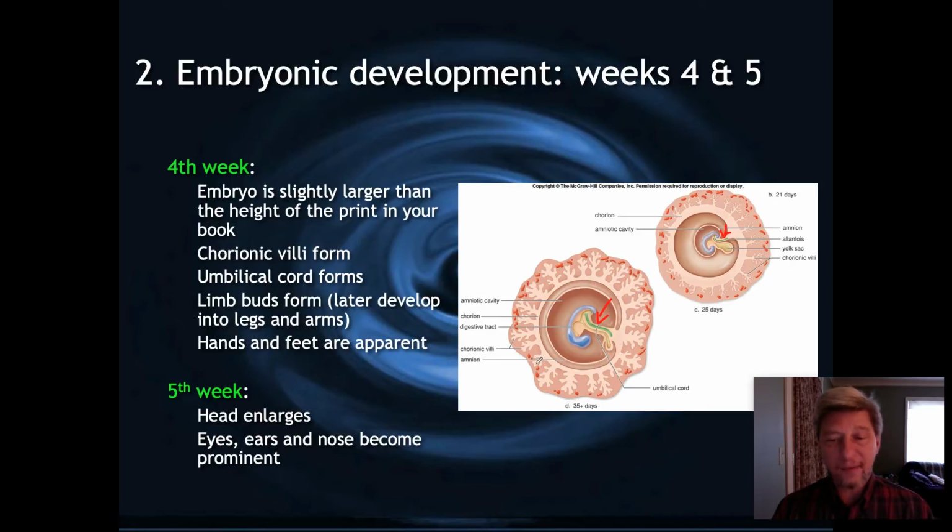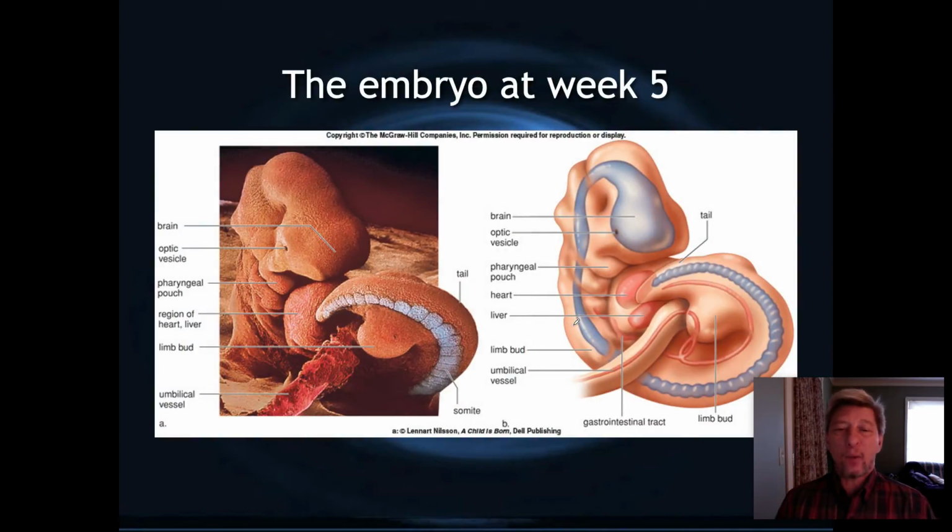At week 5, you can see there's a large enlargement of the head because the nervous system has really taken off here. And at that point, you can actually see eyes and ears and nose, or at least where they are developing. At week 5, this is your baby picture. On the left, you have a photograph of a 5-week-old embryo. And on the right is a cartoon of what that might look like.